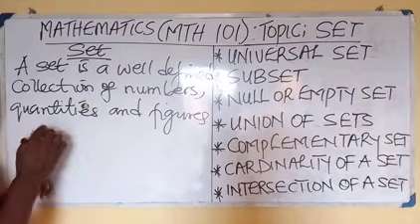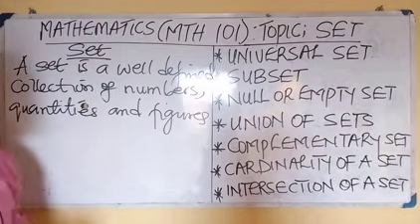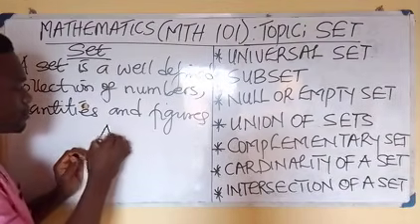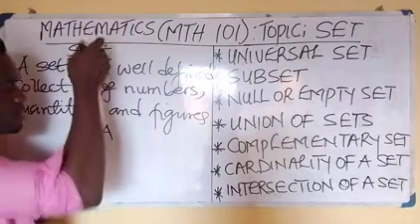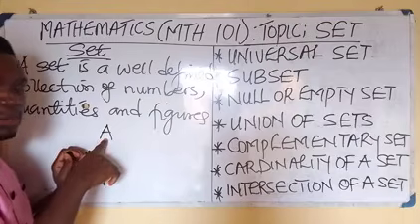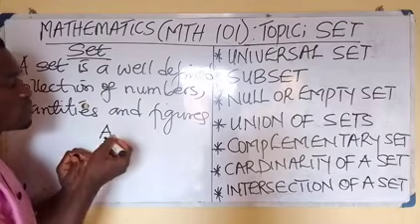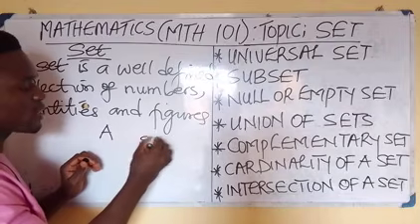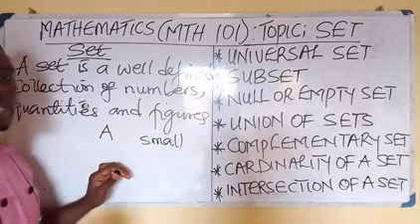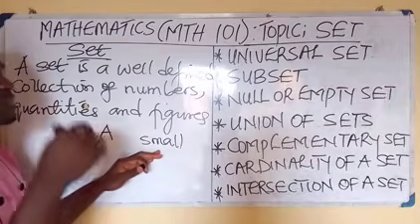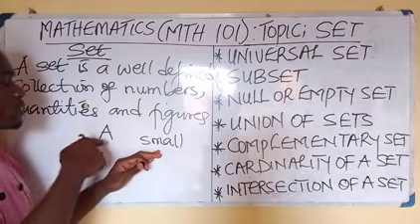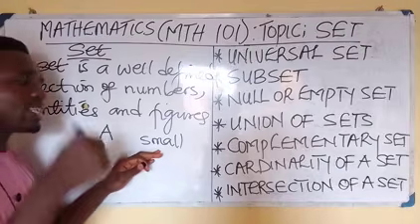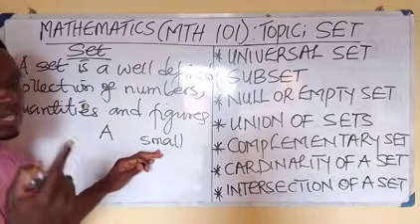Say for example, you should note that every set in mathematics is denoted using a capital letter. A set is denoted using a capital letter, while the members of a set are denoted using a small letter. Alright, you cannot use big letters to express the members of a set. You can use a capital letter for a set, but a small letter for an element or member of a set. Take note of that.